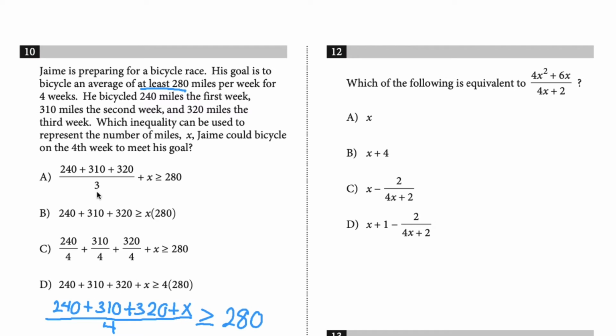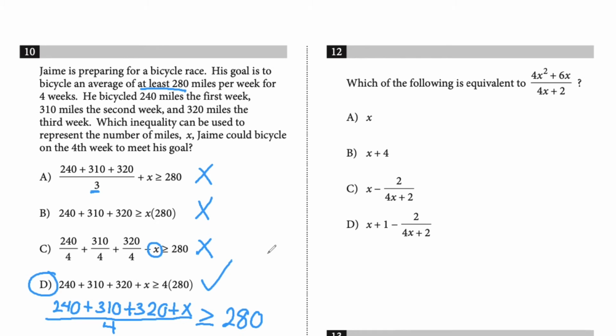So for this first one, they have over 3, and the x is not included there. So it can't be the first one, can't be A. For B, we have x on the right side multiplying by 280, and there's no dividing by 4. So it can't be B. C, we have the first 3 weeks divided by 4, but not the fourth week. All 4 weeks have to be divided by 4. And then for this fourth one, D, all they did was they multiplied the 4 over to the other side, which is the top, greater than or equal to 4 times 280. So this would be D.